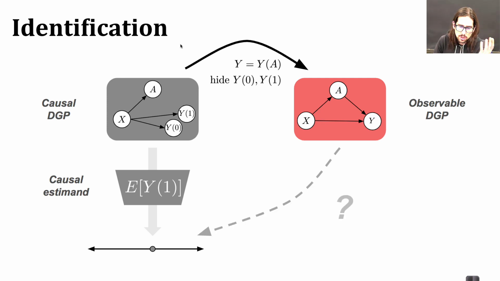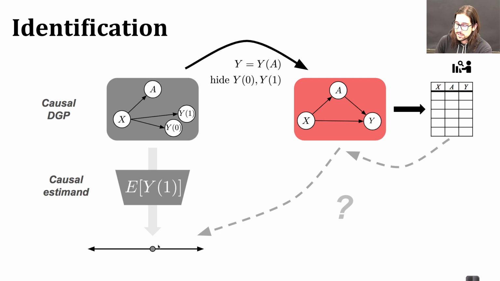And our question is, well, how the heck can we get from the observable data generating process to the value of the causal estimand? And in particular, we don't actually even get to know the observable data generating process. What we get to know is data that are drawn from that observable data generating process. So it's really a two-step thing, right? First, we have to use these data to estimate something about this DGP, and then say, does that thing that we estimated actually tell us anything about the thing that we really care about over here?